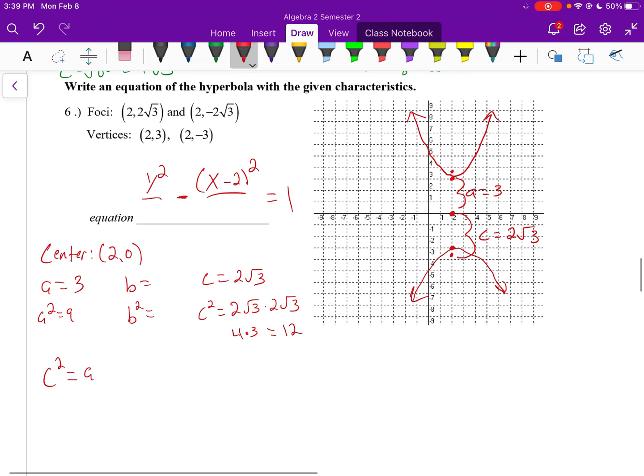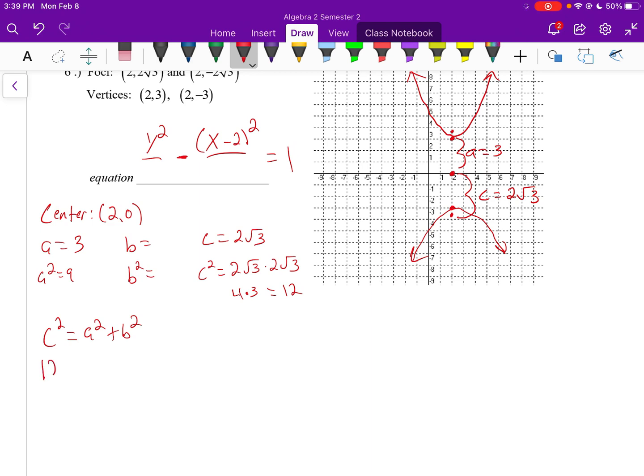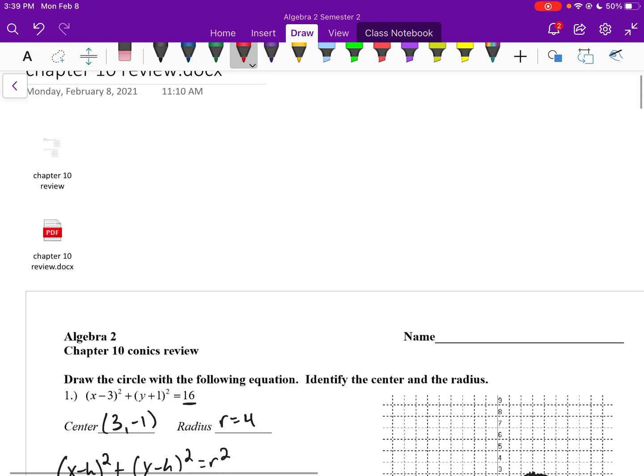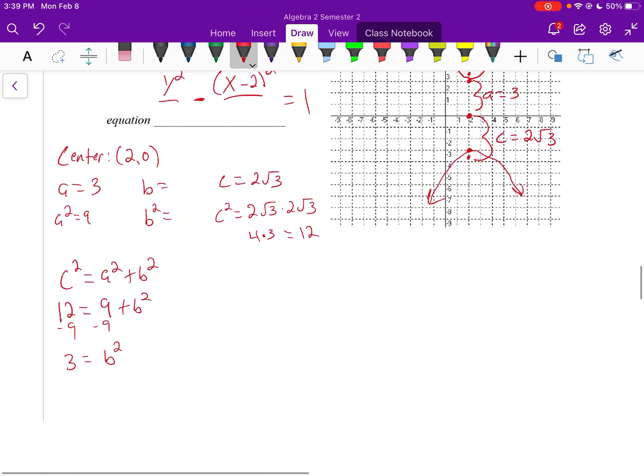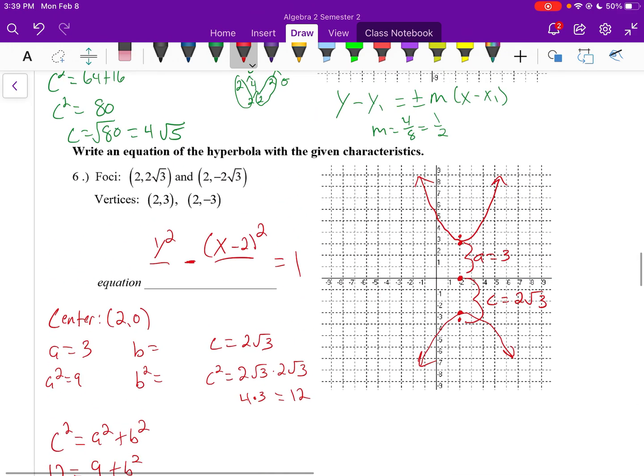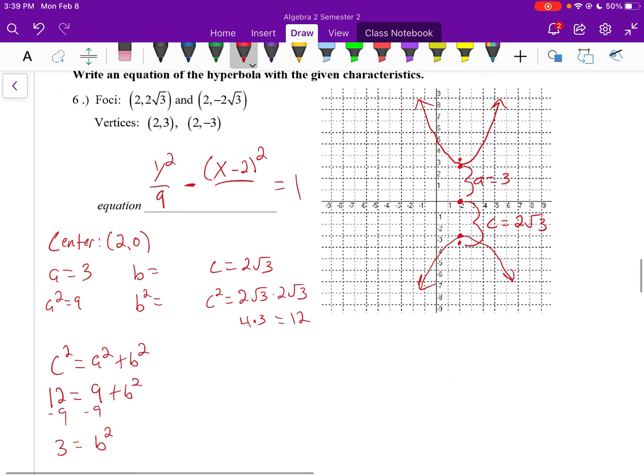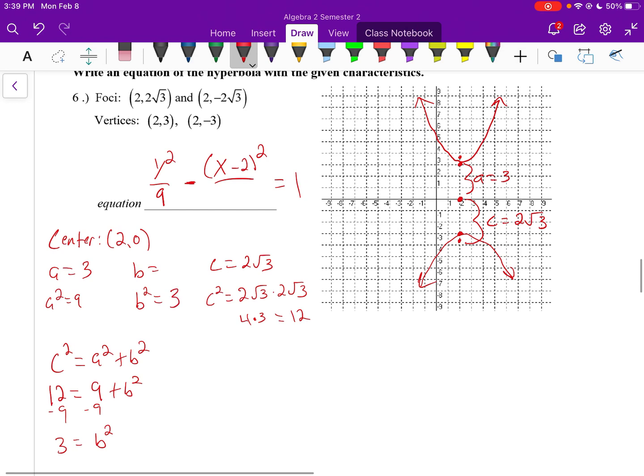So c squared is equal to a squared plus b squared. We got 12 is equal to 9 plus b squared. Subtracting that 9 over, we get 3 is equal to b squared. When writing your a squared and b squared in there, I just look at the actual graph. We went up and down 3, so that's going under y, and we have to square that, so 9, and the opposite value that we had was 3, so 3 will go under x minus 2 squared.